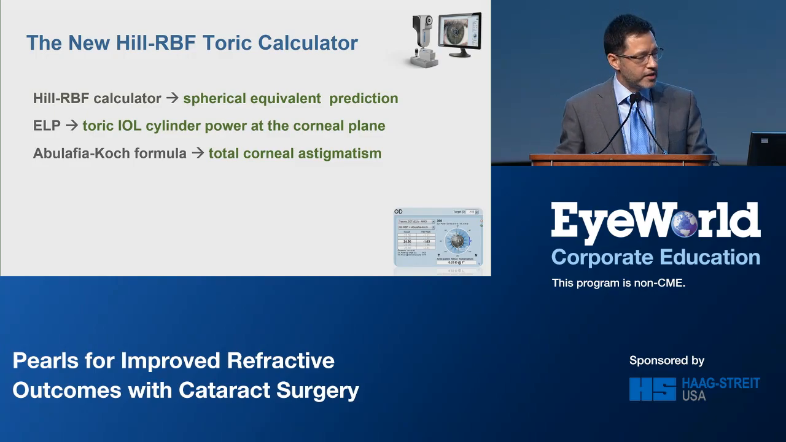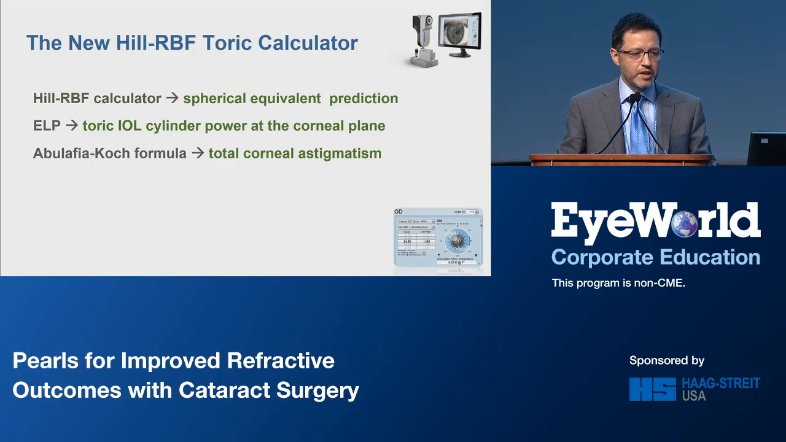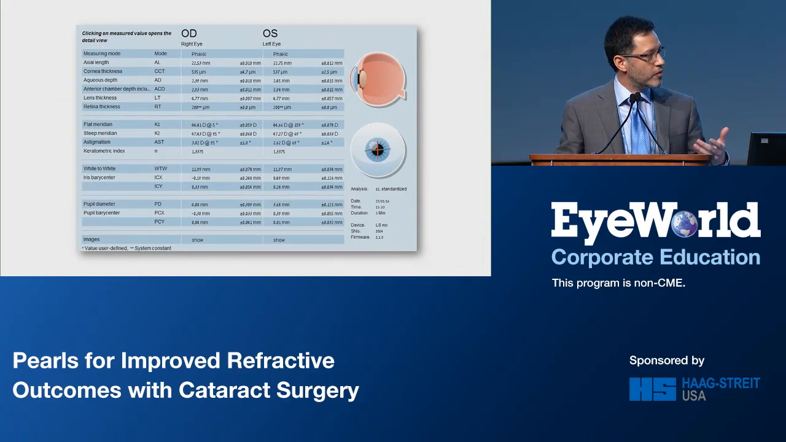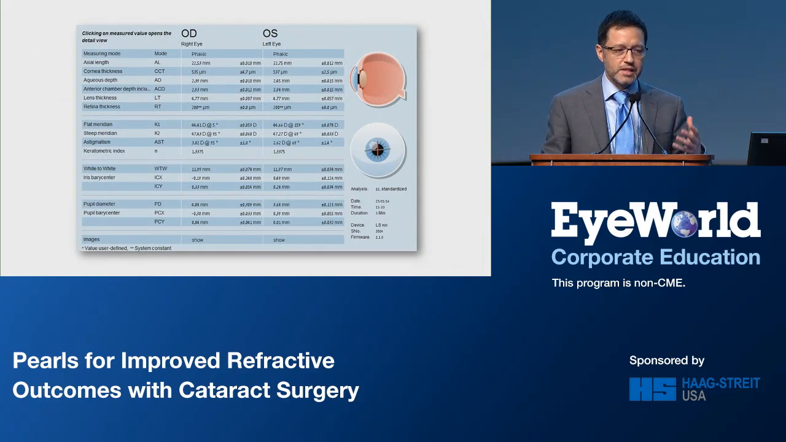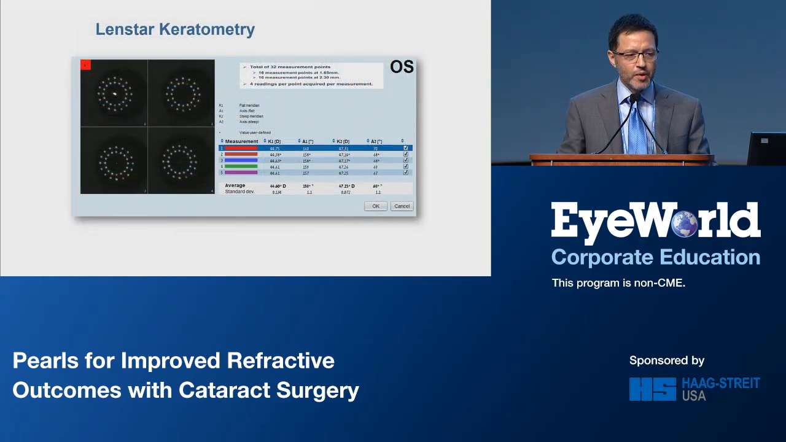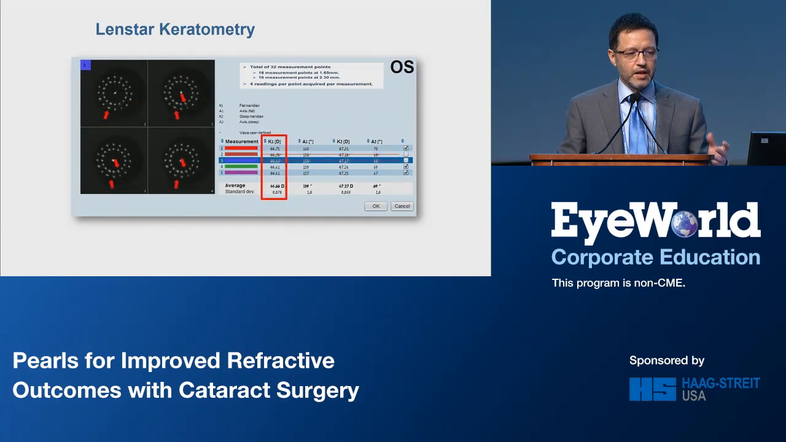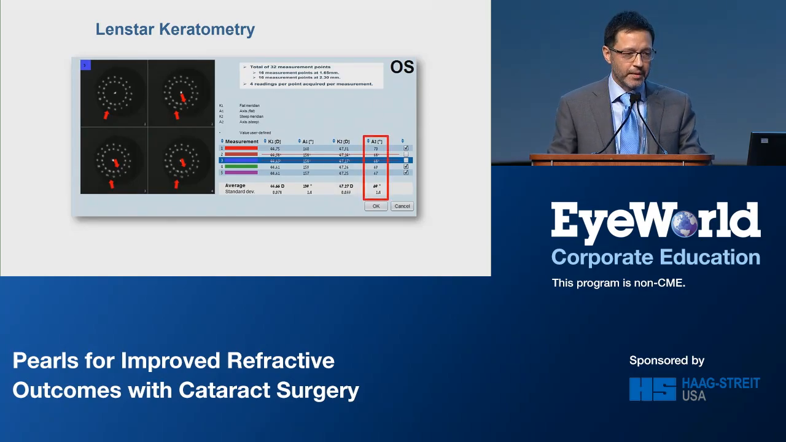And I'm very happy that Haag-Streit and Dr. Hill chose our formula to be on the Lenstar, because this is one of my favorite devices to measure corneal astigmatism. And here I'm going to echo the two previous talks, because the Lenstar is not just a black box where you push buttons and get numbers. You can actually see the measurements, and you can go quickly through them, and then you can delete the ones that you don't like, and you get a new set of Ks with standard deviation both for the flat K and the steep K, and also for the steep meridian, which is very reassuring.